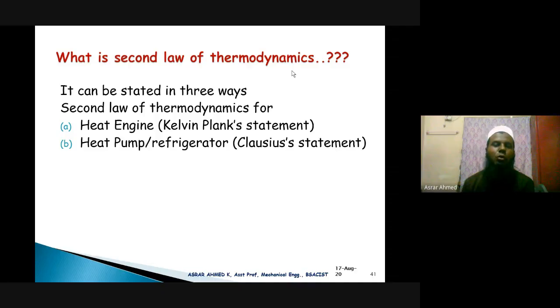And we have one more way of defining the second law of thermodynamics, which is based on something called entropy. Have you heard this word entropy anywhere?